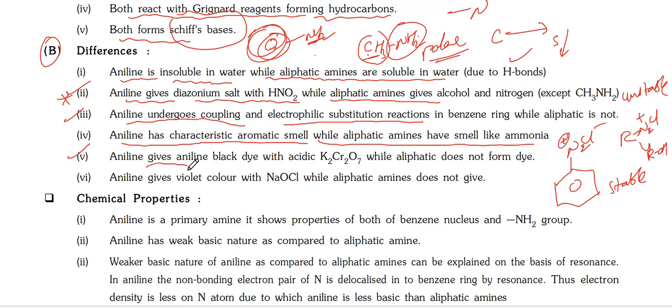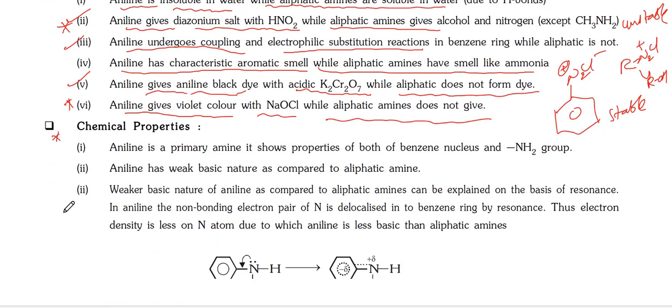Aniline gives aniline black dye with acidic K2Cr2O7, while aliphatic does not form dyes. Next, aniline gives violet color with NaOCl, while aliphatic amines do not give. So these tests we can consider as distinguishing tests also. Okay, differences and similarities over.